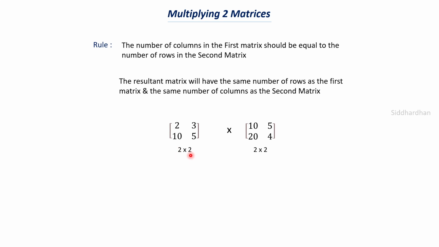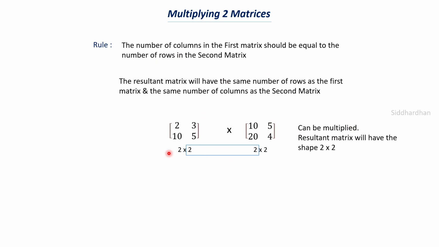So when you want to multiply two matrices as stated in the rule, these two values should be similar, where this value represents the number of columns in the first matrix, as stated here, and this value represents the number of rows in the second matrix, which is stated in this rule. So these two values should be equal. Then only can these matrices be multiplied.